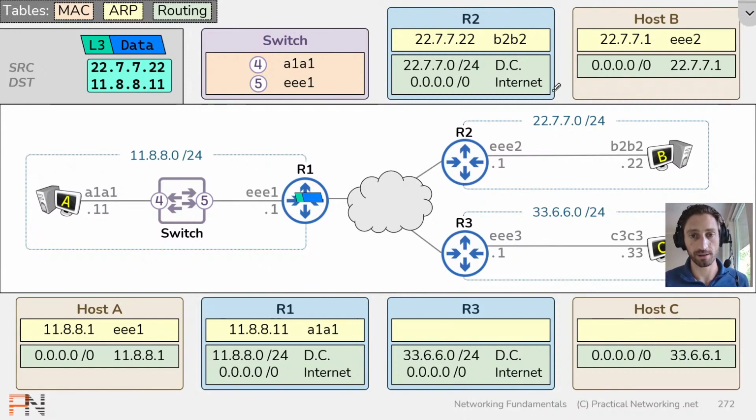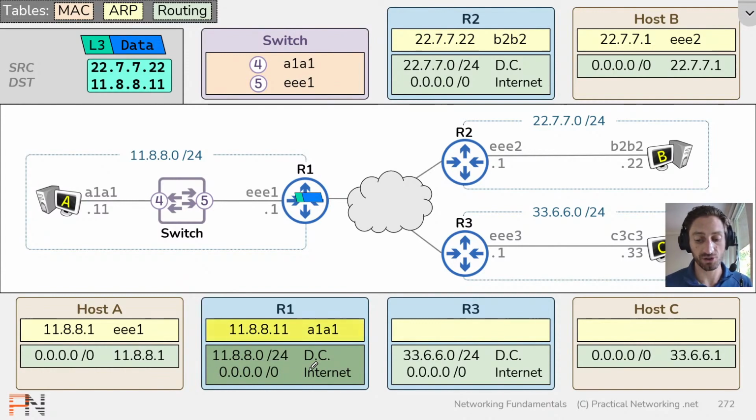When router 1 gets it, router 1 is going to look at its routing table, and it's going to determine that that particular packet matches the directly connected route. Notice the destination IP address is in this network.